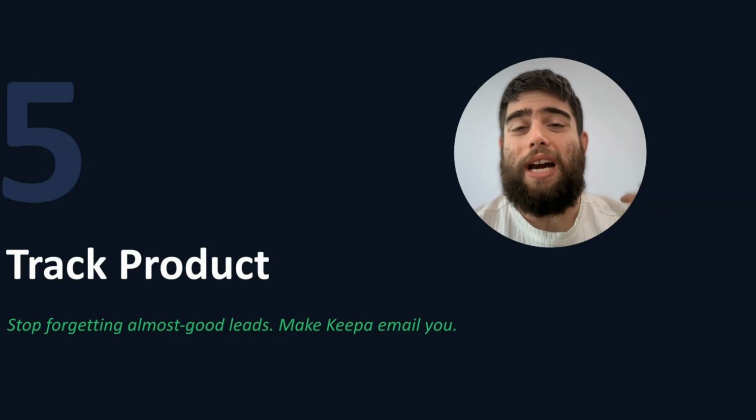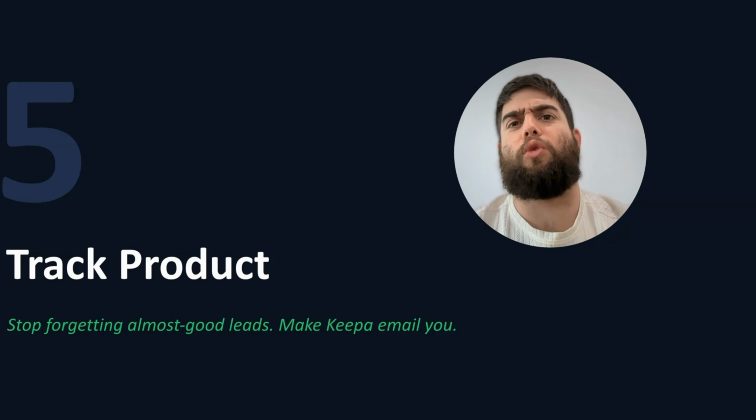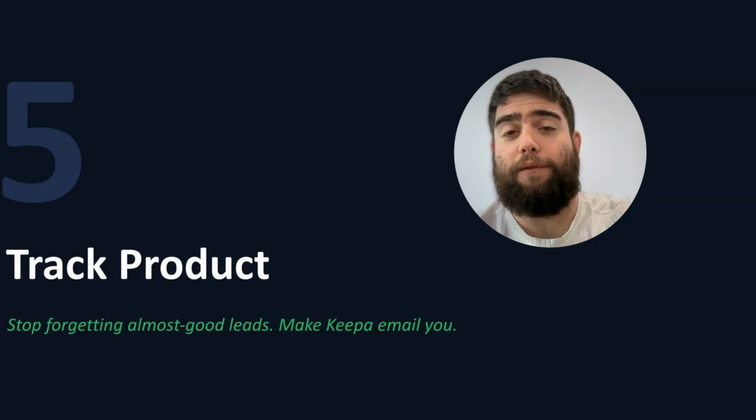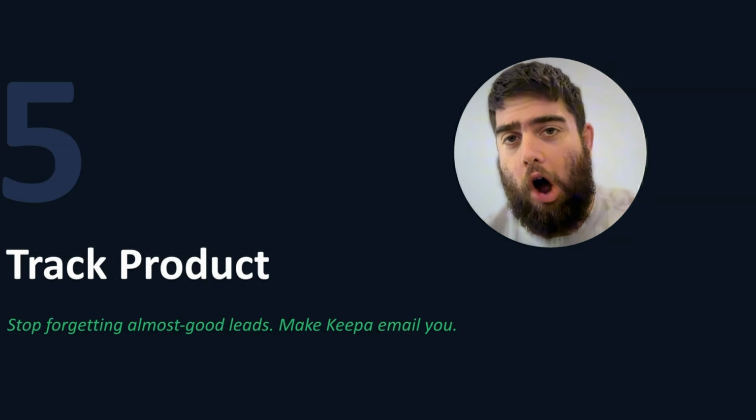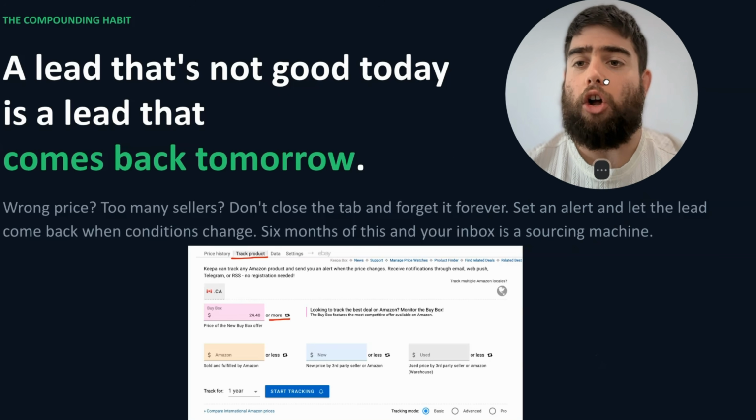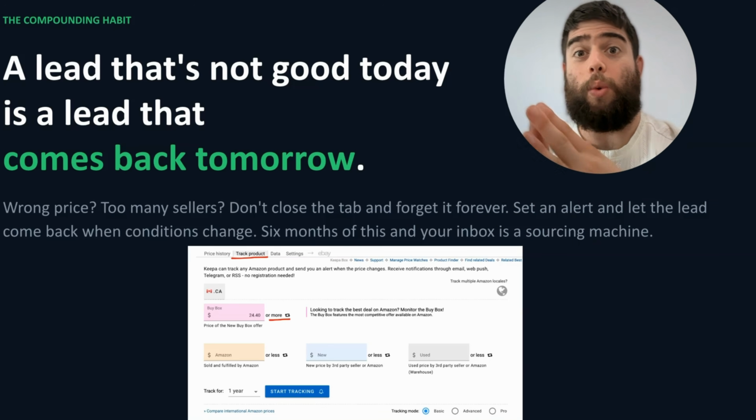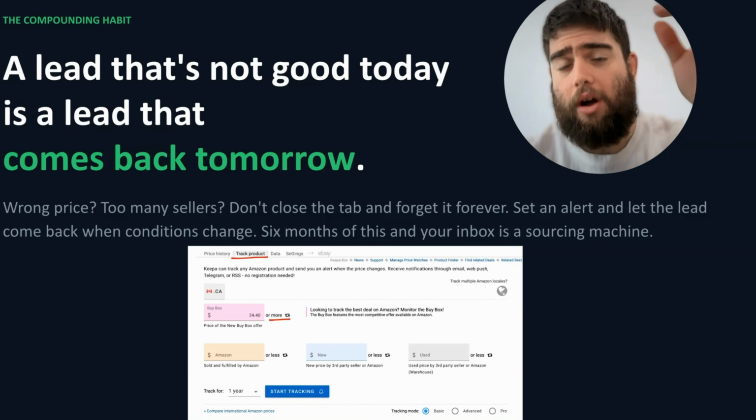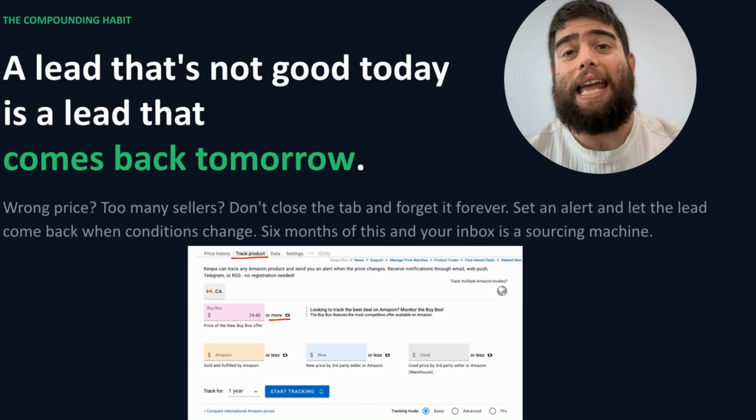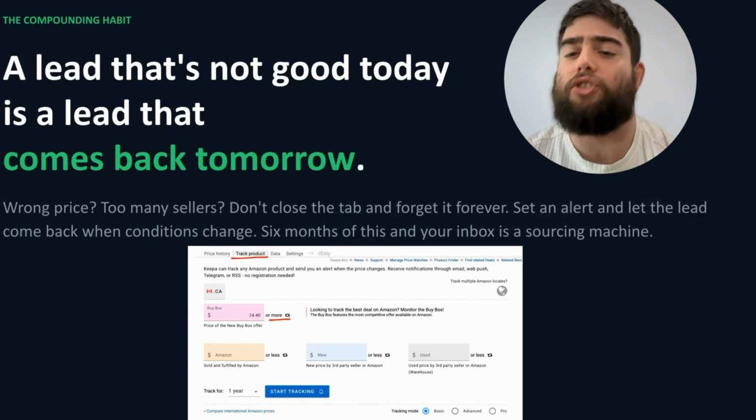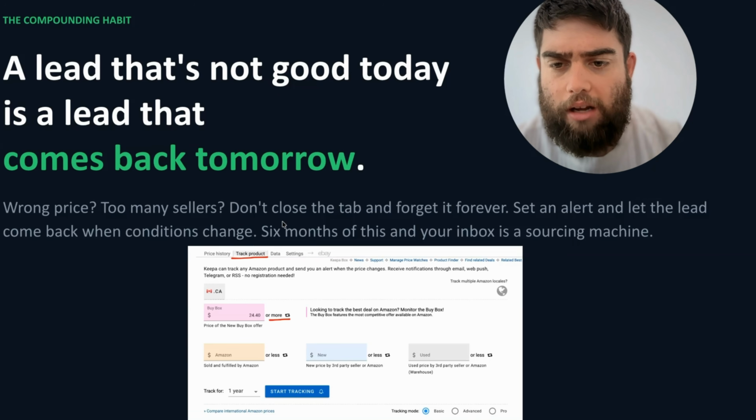So I promised I'd show you guys the track product feature too. This is one of the ones that gets me the most excited, because you're working for the future. You're allowing yourself to compound your sourcing. A good lead that's not good today doesn't mean it's going to be bad tomorrow. We see the price history with the buy box. So if in the past it was profitable, but today it is not, click this little track product tab.